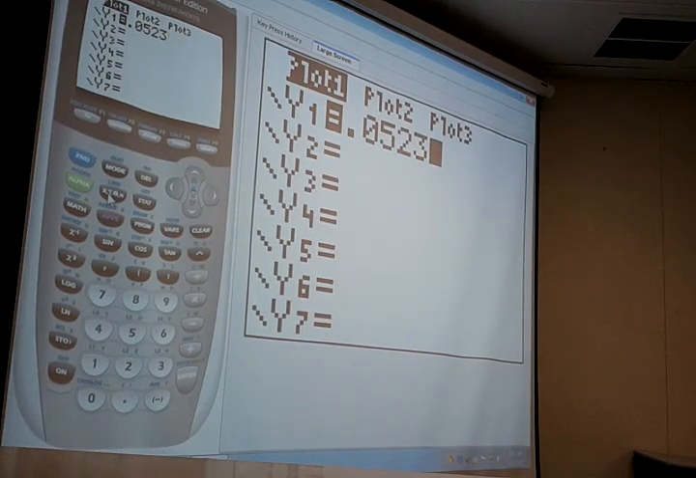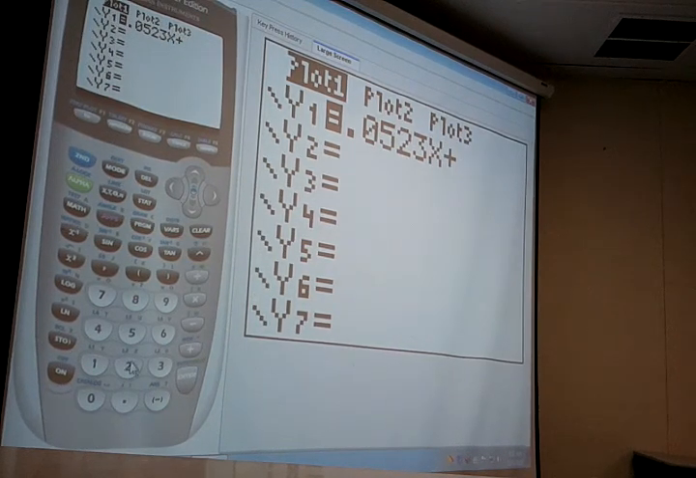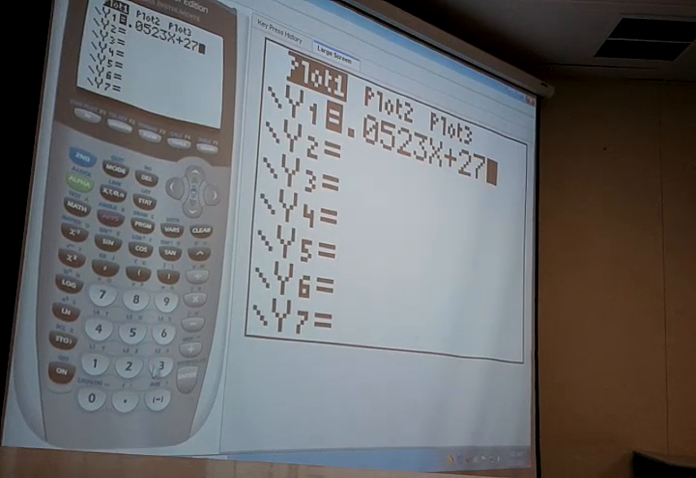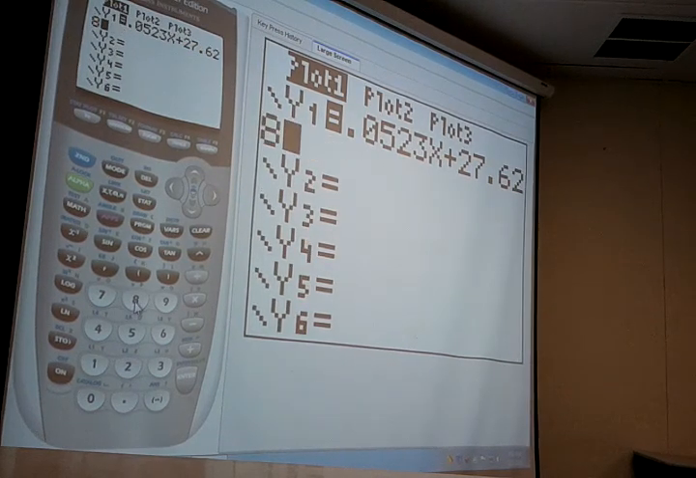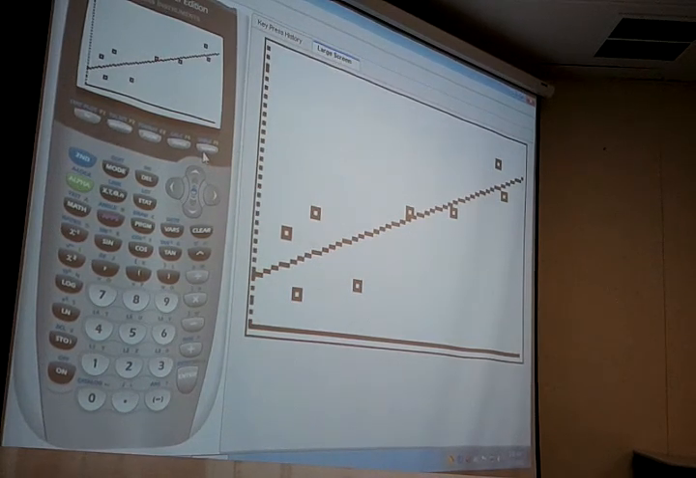Y equals 7 is a horizontal line. Remember that from algebra? X equals 2 is a vertical line. Y equals a number is a horizontal line. So 0.0523X plus 6.628, graph. And it's going right where we thought it would. Sweet. Thank God.